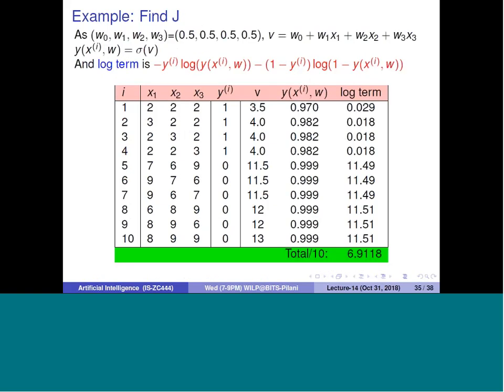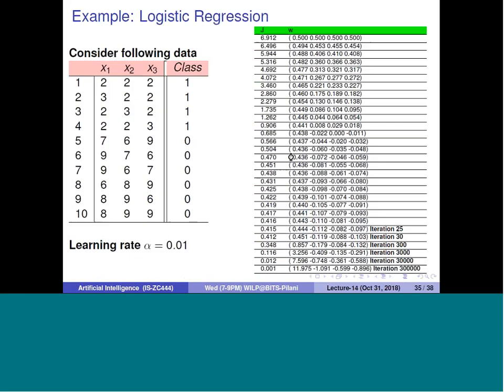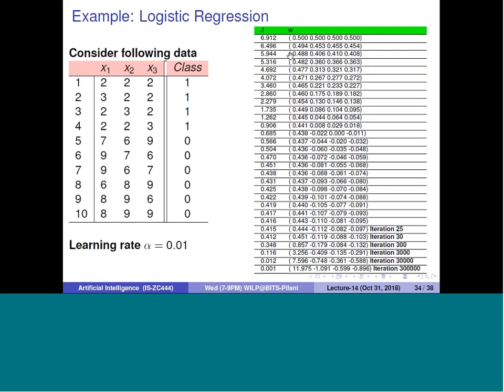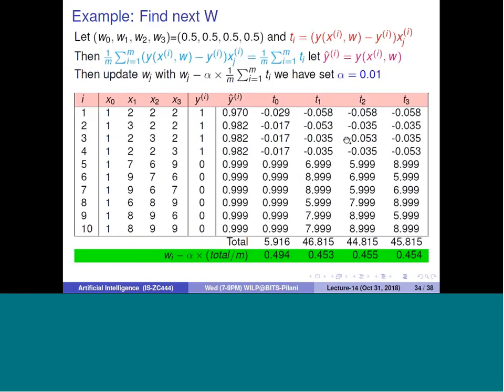Alright, so initially we start with the weights. Given these weights, what is the J? We have to find out the J. We have seen that this is the method to find the J. Given the J, we would modify these weights to these new weights. How to modify? We have seen how to modify these.